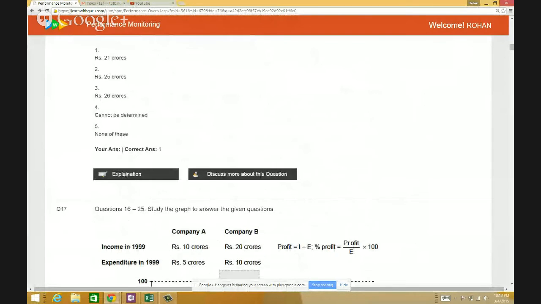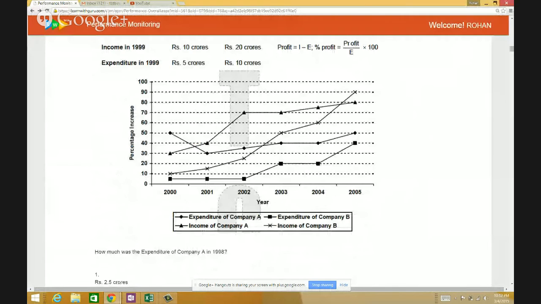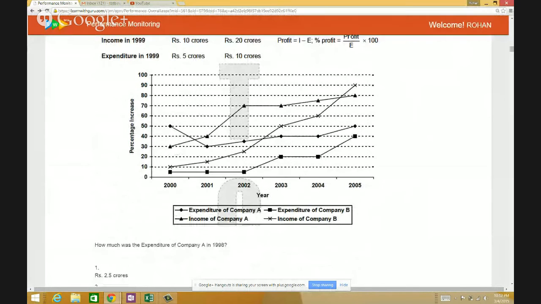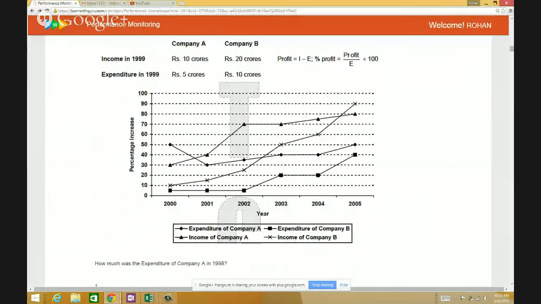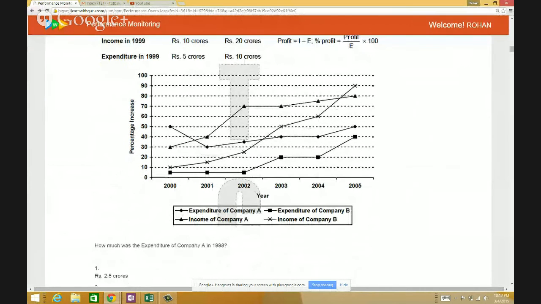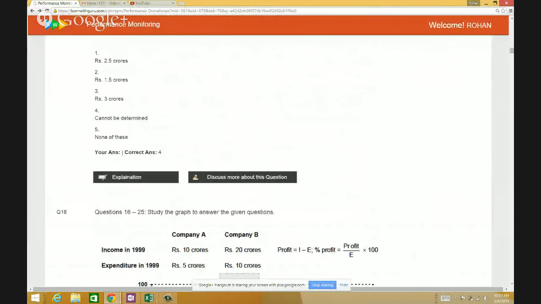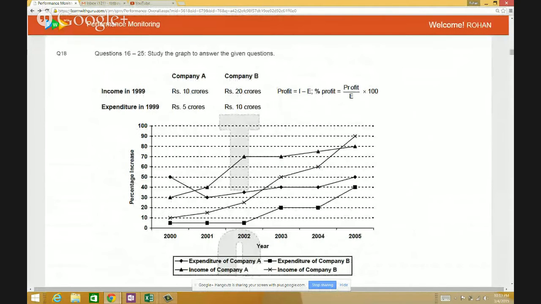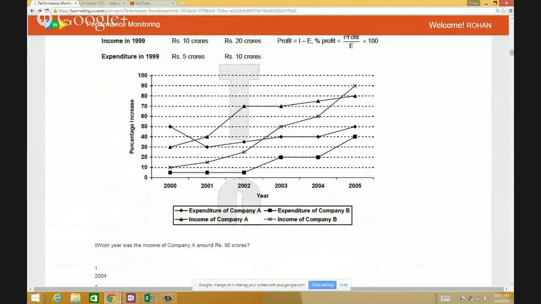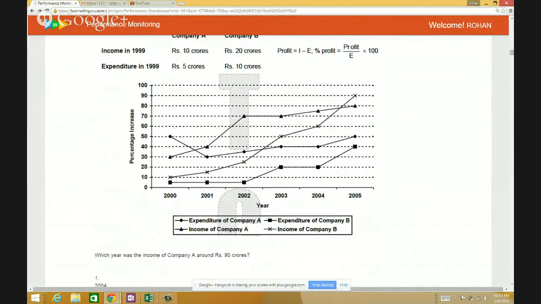Next, what is the expenditure of company A in 1998? For 1998 they don't have any figures, so it cannot be determined. Straightforward, because you have 1999 and then the further years. Which year was the income of company A around 90 crores? Company A is the triangle. The company's income is 10 crores, then 30% rise, 40% rise, and 70% rise.